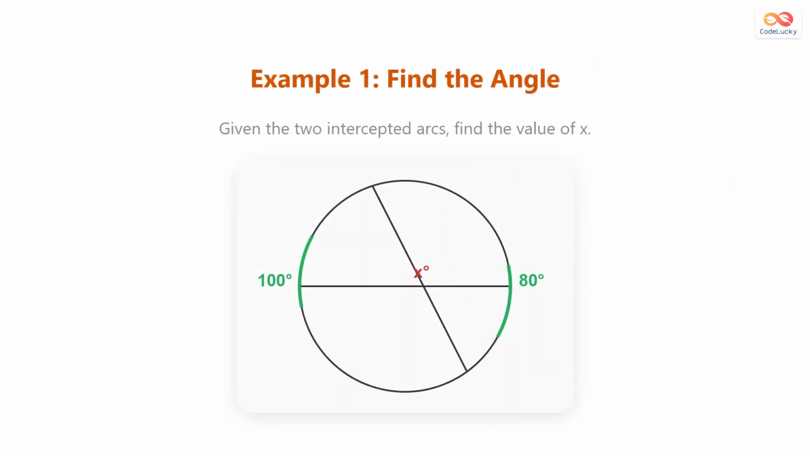Let's try a practice problem. Here we have a circle with 2 intersecting chords. We are given the measures of the 2 intercepted arcs, 80 degrees and 100 degrees. We need to find the value of the angle x.